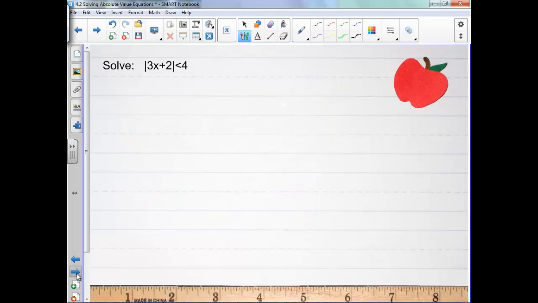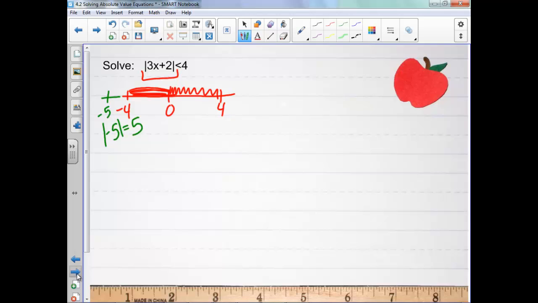Now we've got an inequality with less than 4. Notice this number in here, when we take the absolute value, needs to be less than 4. That means it needs to be somewhere in here, but we can't get too much farther than this negative 4, because once you start taking the absolute value of numbers over here, it becomes 5, and we need the absolute value to be less than 4, meaning this whole piece needs to be between here and here.